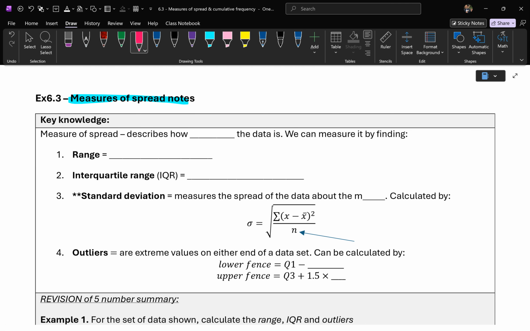Okay. Now, measure of spread describes how far the data is, or how close the data is to each other. Okay. Now, we can measure it by finding three key things. Now, out of those three, this one is the one I think a lot of students will not understand.